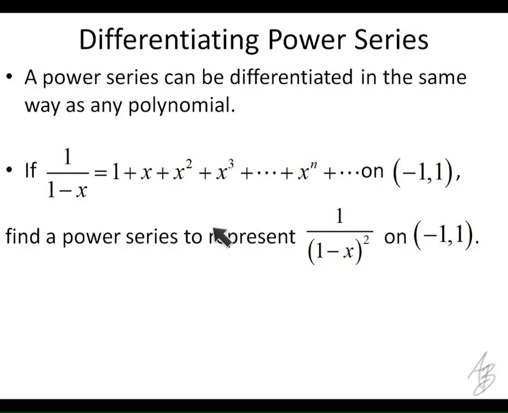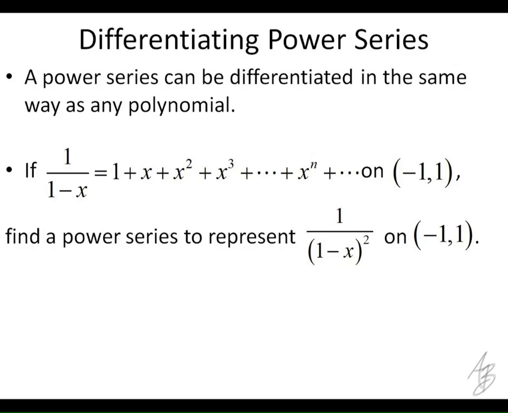So then what I want you to do is find a power series to represent this. The first thing I want you to know is this right here, 1 over 1 minus x squared, is the derivative of 1 over 1 minus x. So use this power series to find another power series that represents this function, the derivative of this one.